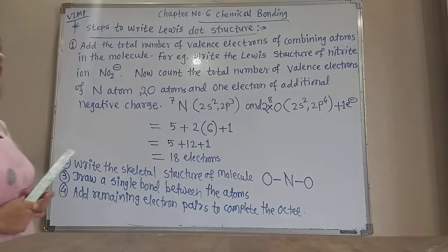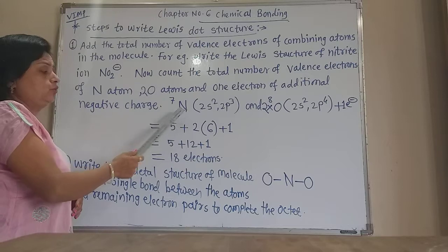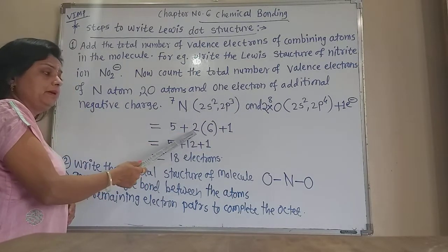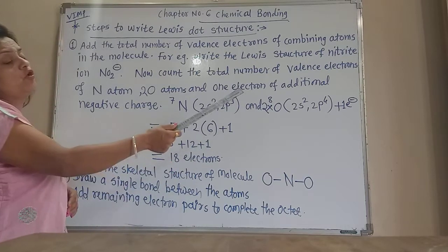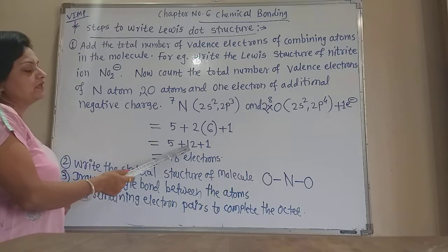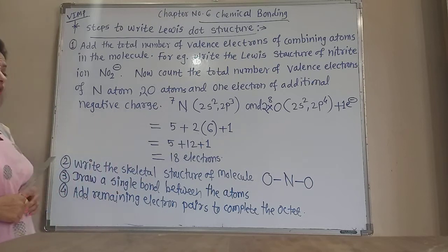So how many total electrons are there? For nitrogen, 5. For oxygen, 6 multiplied by 2 because there are two oxygen atoms, and 1 electron for the negative charge. So in total, 5 plus 12 plus 1 equals 18 electrons. These 18 electrons have to be shown in the electron dot structure, the Lewis structure.